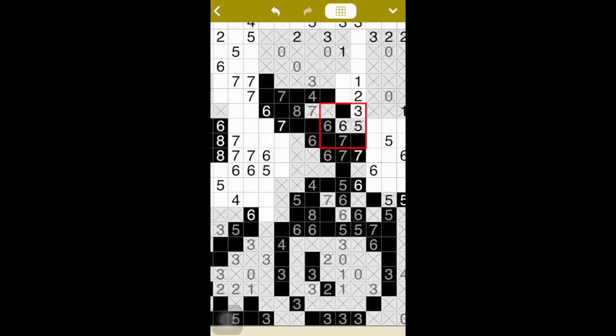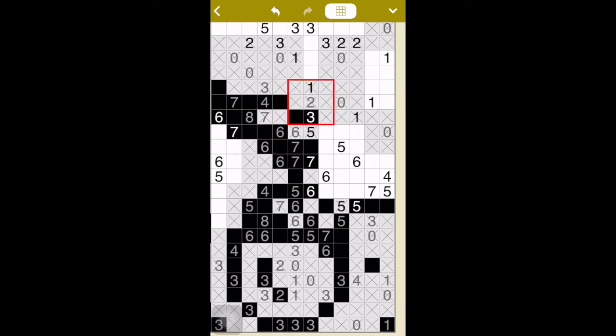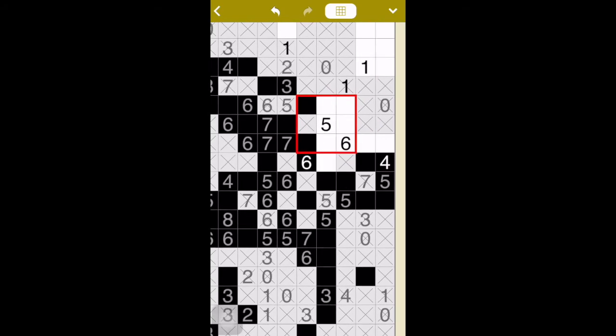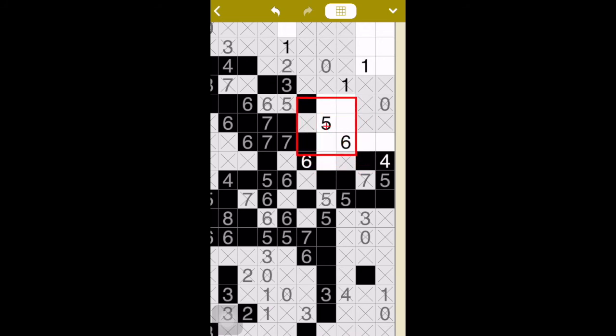So I got all those. I get the 2. Okay, maybe we can finish off this area here. Oh, no, we can't. 3, 3. Okay, so again, somewhat similar, right? Looking at the 5 and then looking at the 6, right?